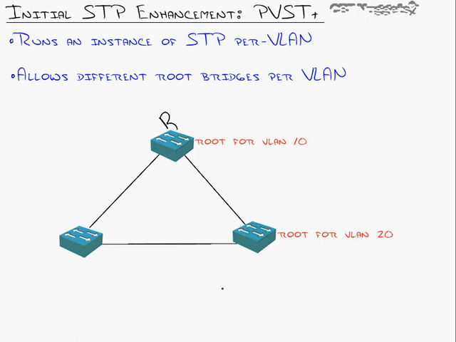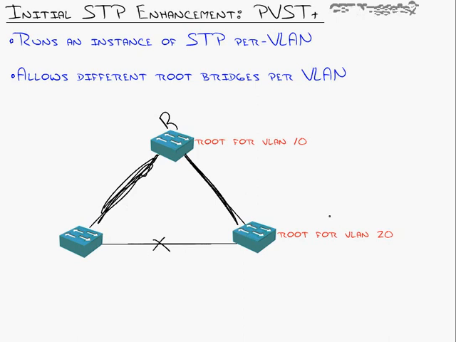What we can do is have separate spanning tree topologies for each VLAN that we're creating. For example, you can see my notes. It allows different root bridges per VLAN. Essentially, I could say this top switch is the root for VLAN 10 traffic. And what that means is for VLAN 10, these are going to be the active links, and those will be used, and no VLAN 10 traffic will ever cross this link over here.